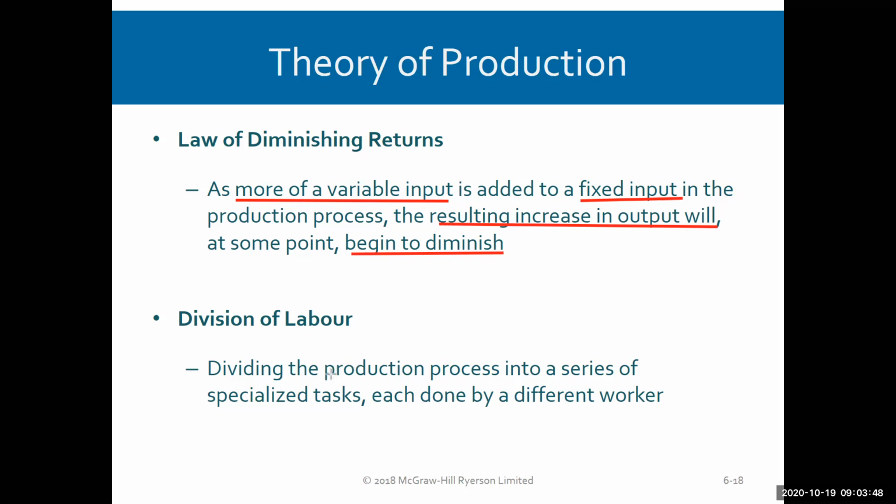The division of labor, as we said, is dividing the production process into a series of specialized tasks. So each worker has a specialized task, and that's when they become specialized like that, that's what increases the marginal productivity of the whole production process. And then we hit the law of diminishing returns.